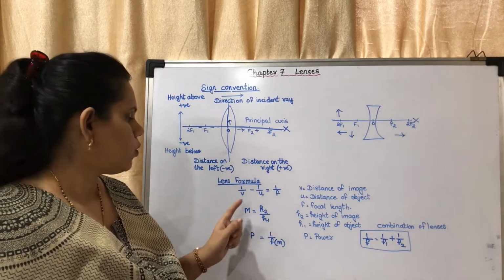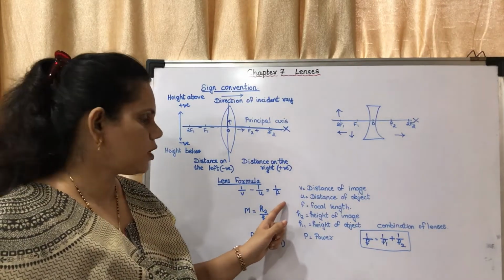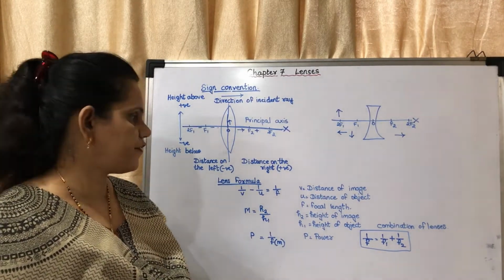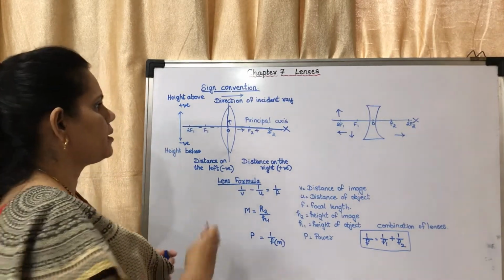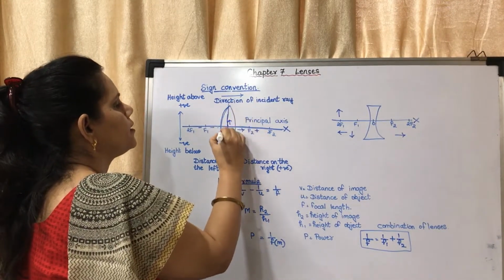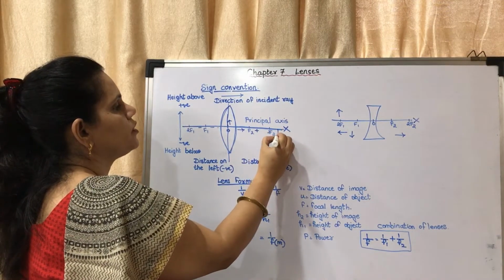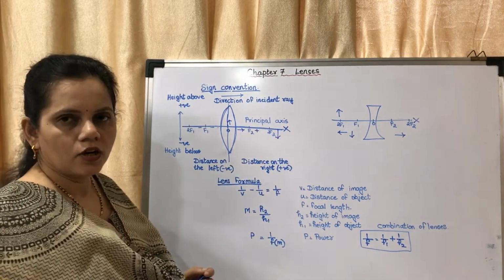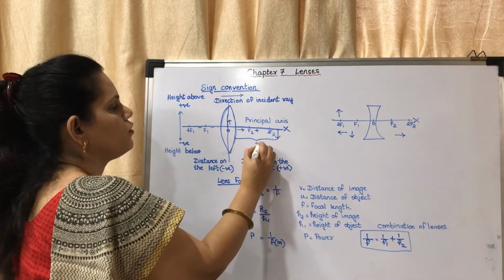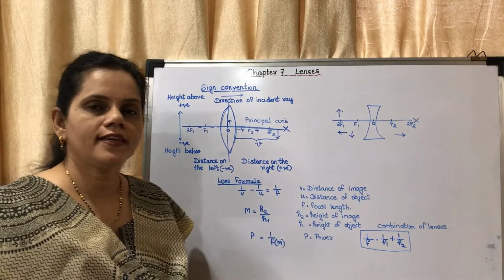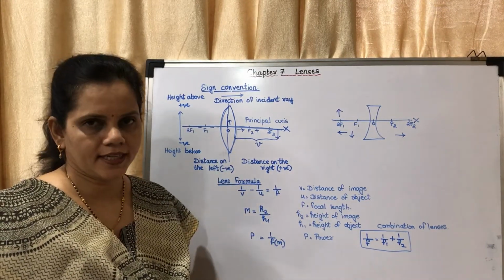I repeat, 1 upon V minus 1 upon U is equal to 1 upon F, where V stands for distance of the image. That means from the lens where you are getting the image. Consider you are getting the image here. This distance is taken to be V. So what is V? V is the distance of the image from the optical center.